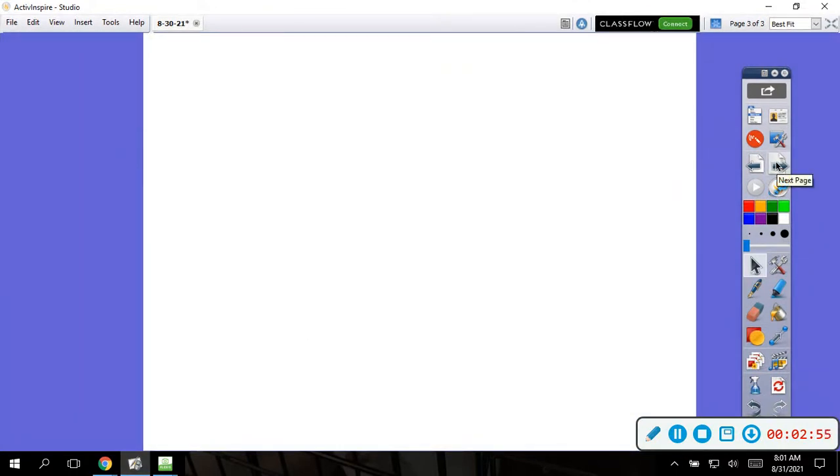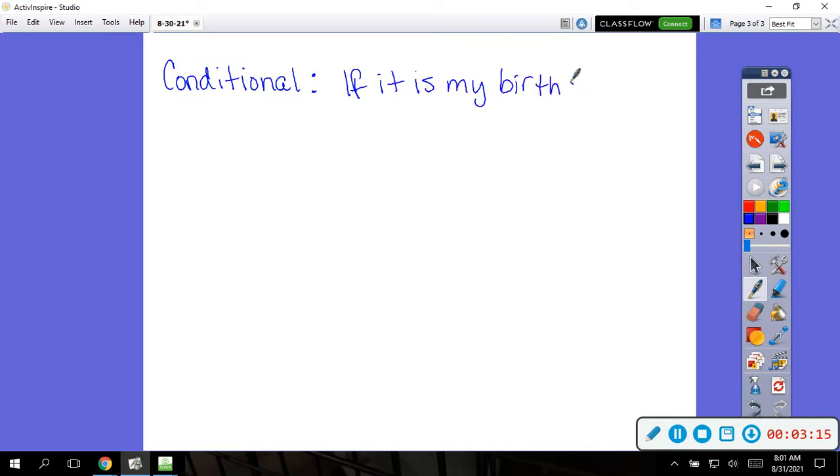Alright. So the very first type of conditional is just a conditional. Okay? So that's the regular if-then sentence. So I'm going to give an example. If it is my birthday, then I will eat cake.